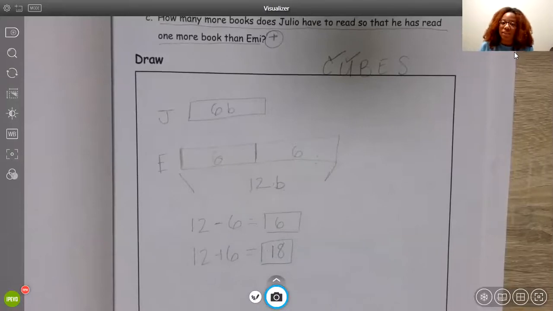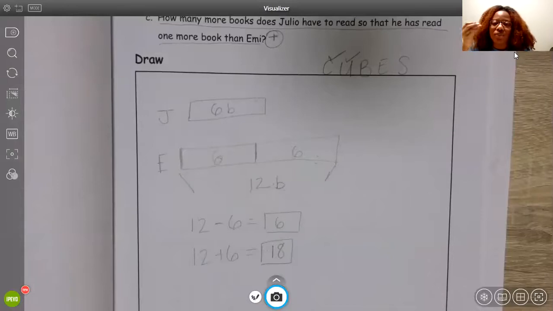Now, remember, this last one is a little tricky. It says, how many more books does Julio have to read so that he has read 1 more book than Emmy? Let's break this down a little bit. How many books did Emmy read again? He read 12 books. So, what is 1 more than 12? It's 13.